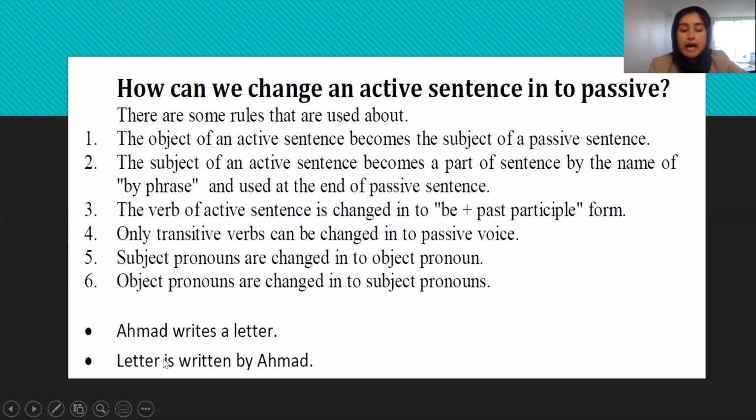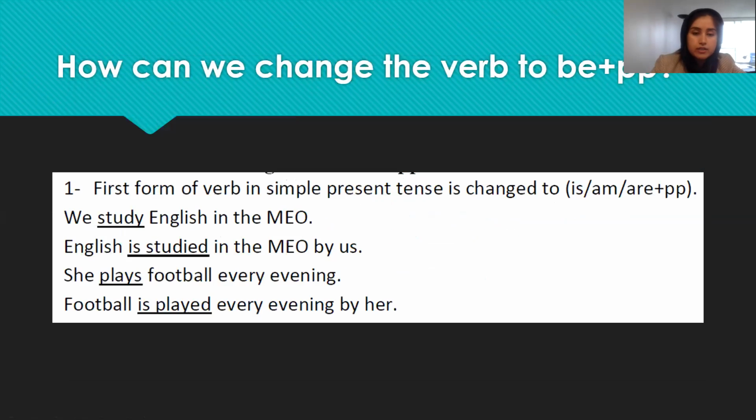For example, in here we say Ahmad writes a letter. So we do have an object here, and the letter is written by Ahmad. It's the passive voice, and then we bring the object first. Subject pronouns are changed into object pronouns. For example, he and she are changed to him and her, and object pronouns are changed into subject pronouns, because they change their place from the end, which is the object, to the beginning, which is the subject. So him and her are changed to he and she.